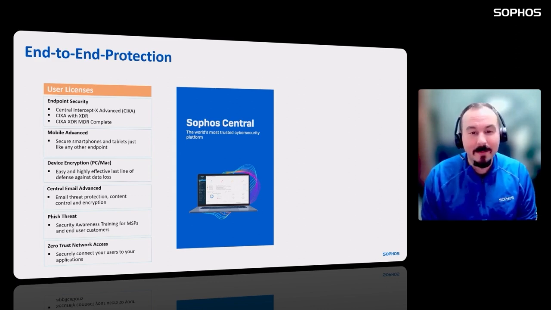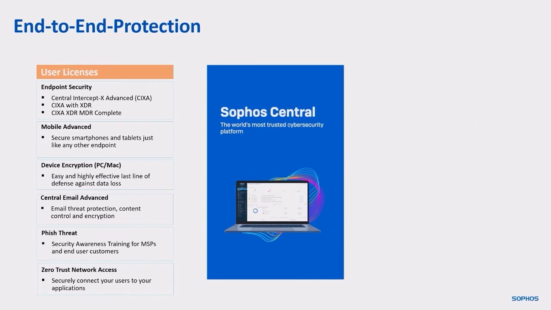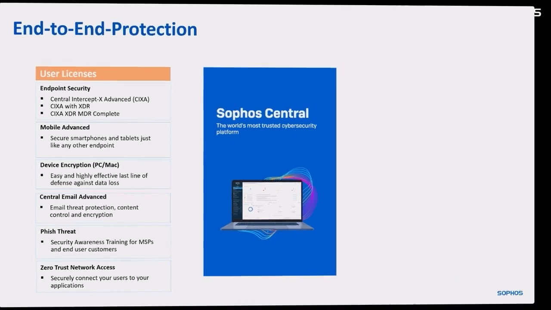That ranges from our user-based licenses, which are things like endpoint security. So that's your Intercept X Advanced, your XDR, MDR Essentials, and MDR Complete. We have mobile protection, not just mobile advanced, but all levels are available through the MSP Flex program. That's Intercept X for mobile, standard and advanced. We have device encryption, email protection, Phish Threat, and our Zero Trust Network Access, our ZTNA, is also available on a per user, per month basis through the Flex program.